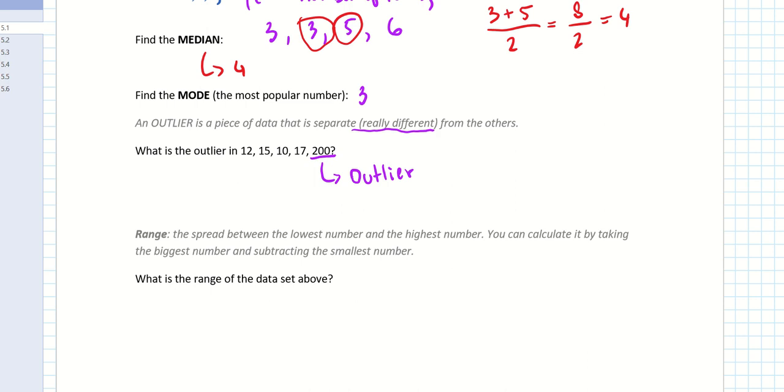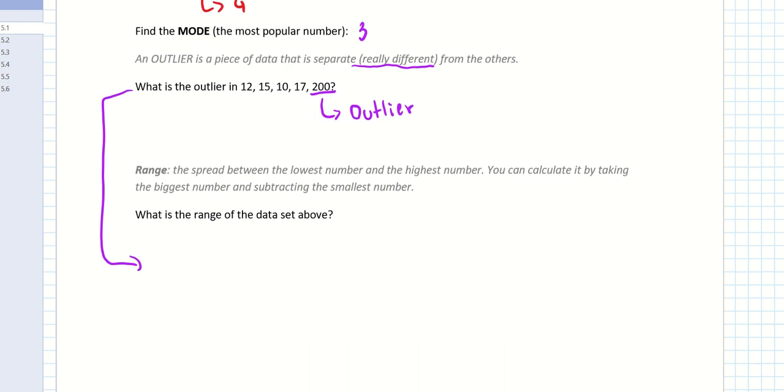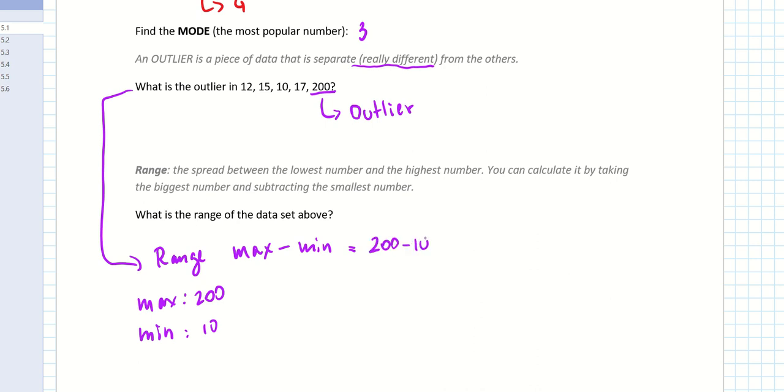So what is the range of the data set above? Well, let's take a look. The range here can be defined as the maximum, or the biggest number, minus the minimum. In our case, the maximum number in this data set is 200, which happens to be an outlier, and the minimum is 10. So max minus min is 200 minus 10, which is 190. So the range of values is 190.